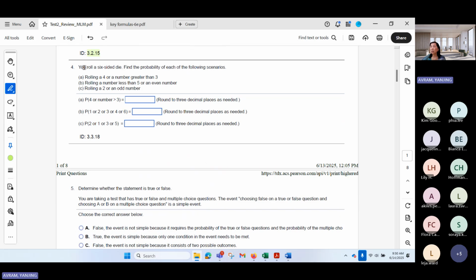Okay. Number 4, if you're rolling a six-sided die, find the probability of each event. Rolling a 4 or a number greater than 3. Rolling a number less than 5 or an even number. Rolling a 2 or an odd number.